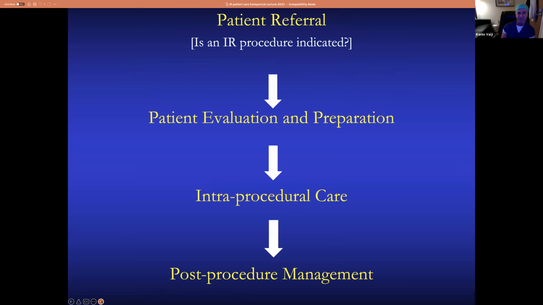What we're essentially going to do is talk about what we do when a person calls on the phone into the IR lab and says, I've got this patient with blah, blah, blah. What do you do? And then once you've decided that, in fact, we should do a procedure, how do you evaluate that patient? How do you prepare them for a procedure you have planned? How do we take care of them safely and properly in the procedure? And then what do we do afterwards?